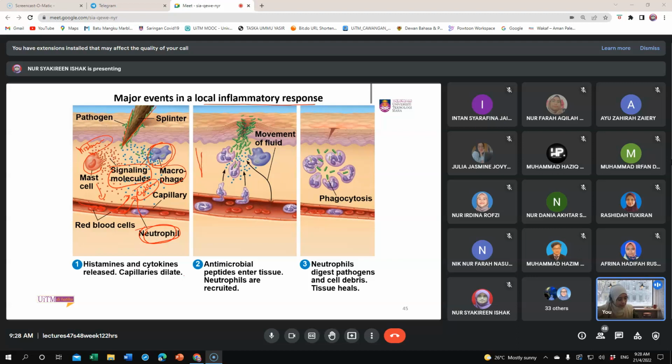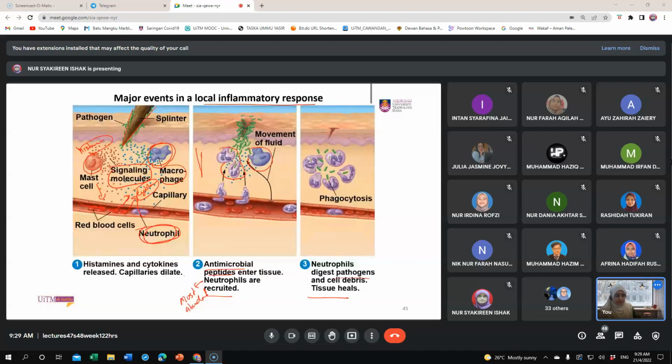Okay, next you have the antimicrobial peptide enters the tissue, neutrophils are recruited. Okay, so more and more neutrophils come. Why? Neutrophils are the most abundant. Okay, so when you are infected, you have a fever or you cut yourself, the earliest to come are the neutrophils, because they are the most abundant. So the neutrophil and the macrophage are phagocytes that will engulf the pathogen that tries to enter at the wounded area. Okay, so neutrophils digest pathogen and cell debris and the tissue heals.